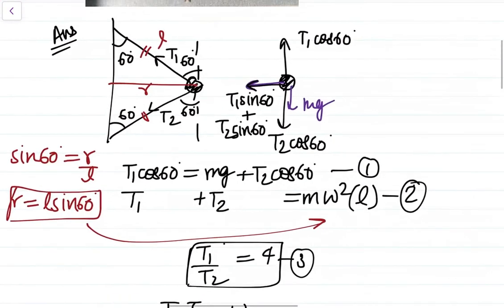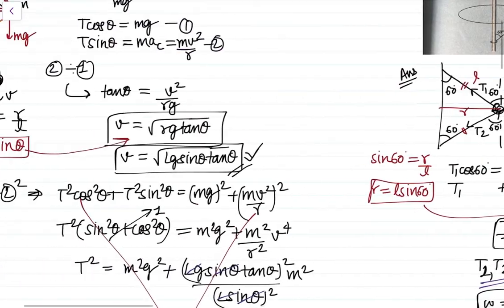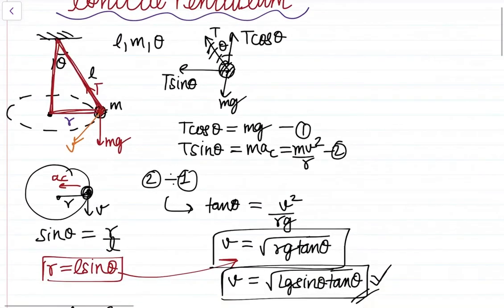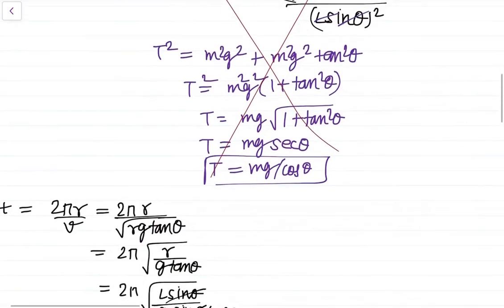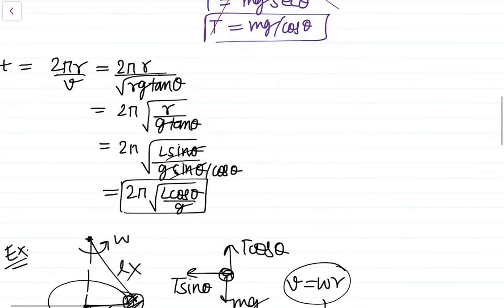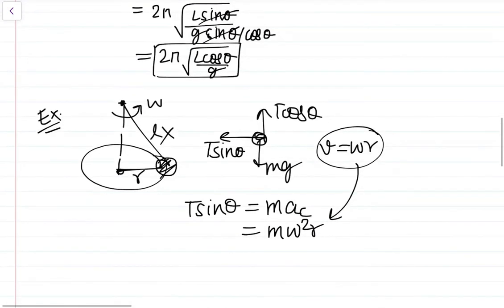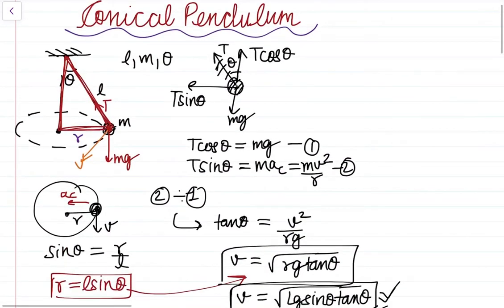Okay friends, so I hope that you can understand the concept of conical pendulum. It is very easy, and we just have to balance the forces in x and y direction, and nothing else. If you are asked to find the time period, then we can write it as 2 pi r by v. Very easy. And always remember to take the perpendicular radius, whether it is omega or v given in the question. Okay, so that's all for this video.